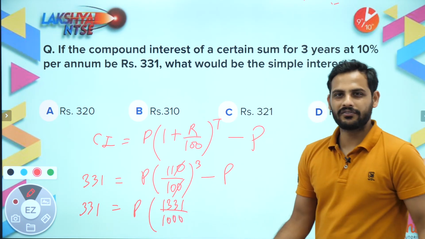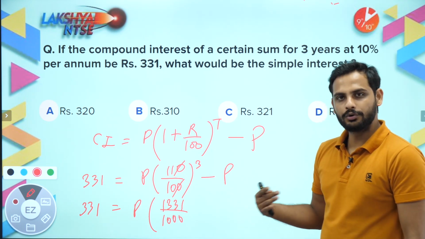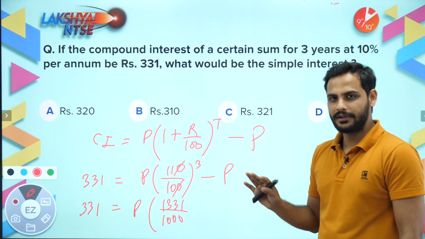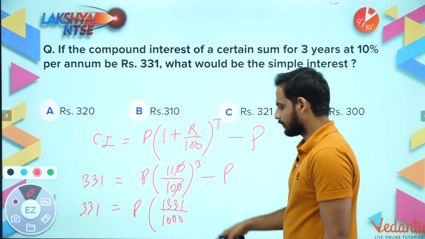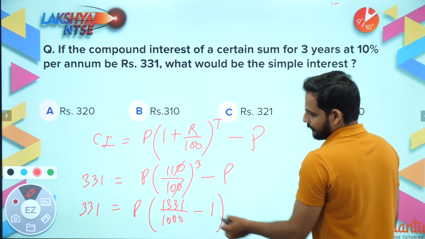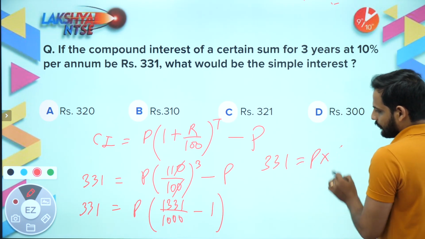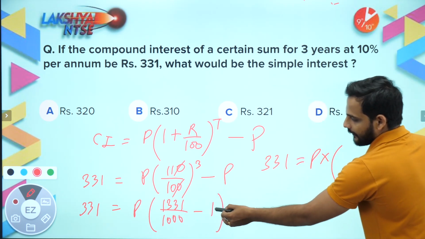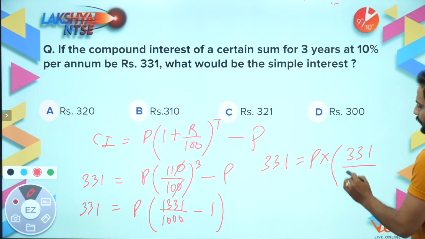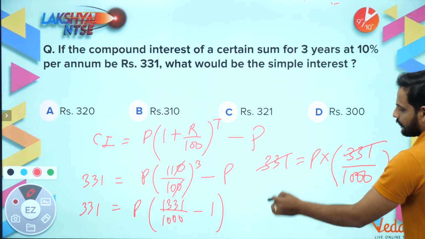It's very important to remember the cubes from 1 to 15, and also the squares from 101 to 110. It's very easy. So 1331 upon 1000 minus 1, because I have taken P common, so it will become 331 is equal to P into, see, 1331, if I take LCM, this will become 1331 minus 1000, which is 331 upon 1000. Now you can see 331 and 331 got cancelled, this 1000 will go there, so P is equal to 1000 rupees.